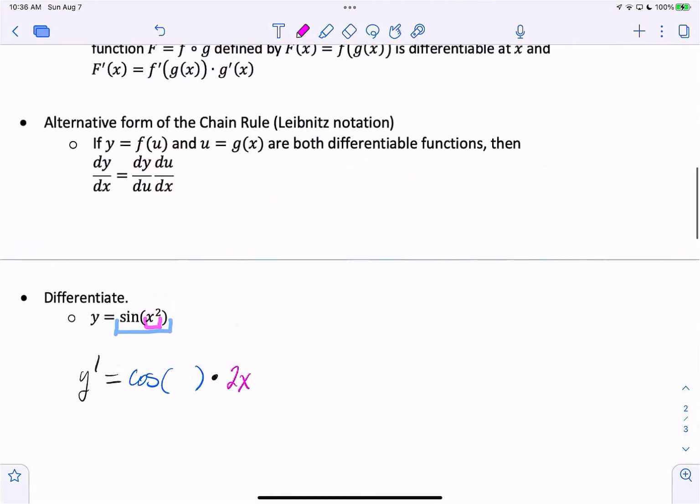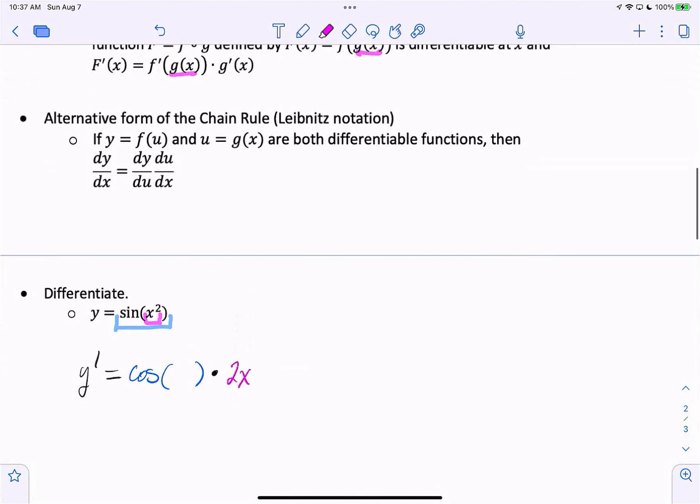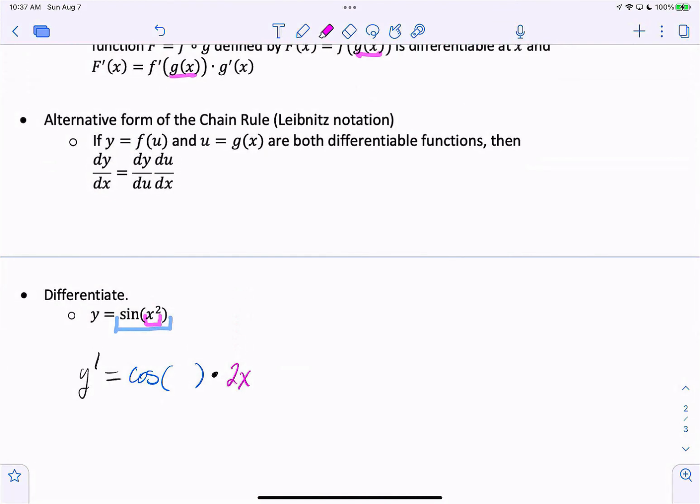Now let's go back to these symbols. What this said was, if I have uppercase F is f of g of x, then when I differentiate uppercase F, I have little f prime of g of x. What this is telling me is the inside function doesn't change when I differentiate. And so since the sine function was holding an x squared, the derivative cosine is also going to hold an x squared. So the inside function doesn't change.